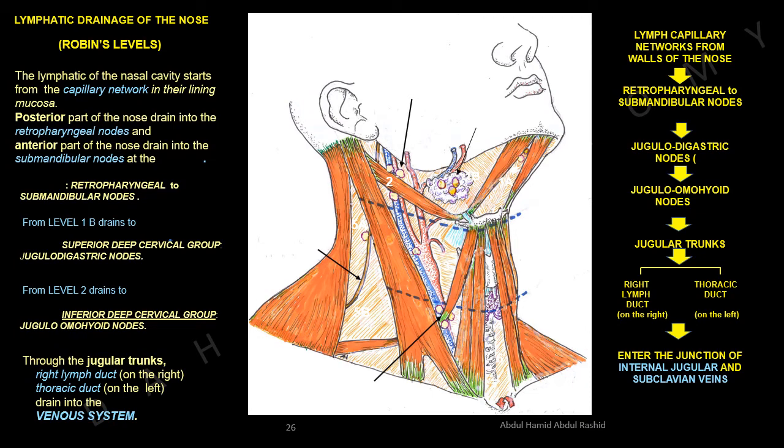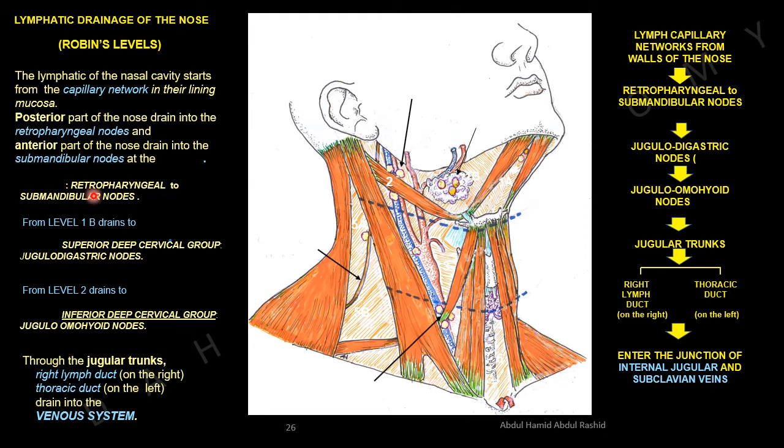Lymphatic drainage of the nose, Robbins levels. The lymphatics of the nasal cavity start from the capillary network in the lining mucosa. Posterior part of the nose drains into the retropharyngeal nodes, which are at the posterolateral part of the pharynx. Anterior part of the nose drains into the submandibular lymph nodes, which is called Robbins level 1B. This is the one.